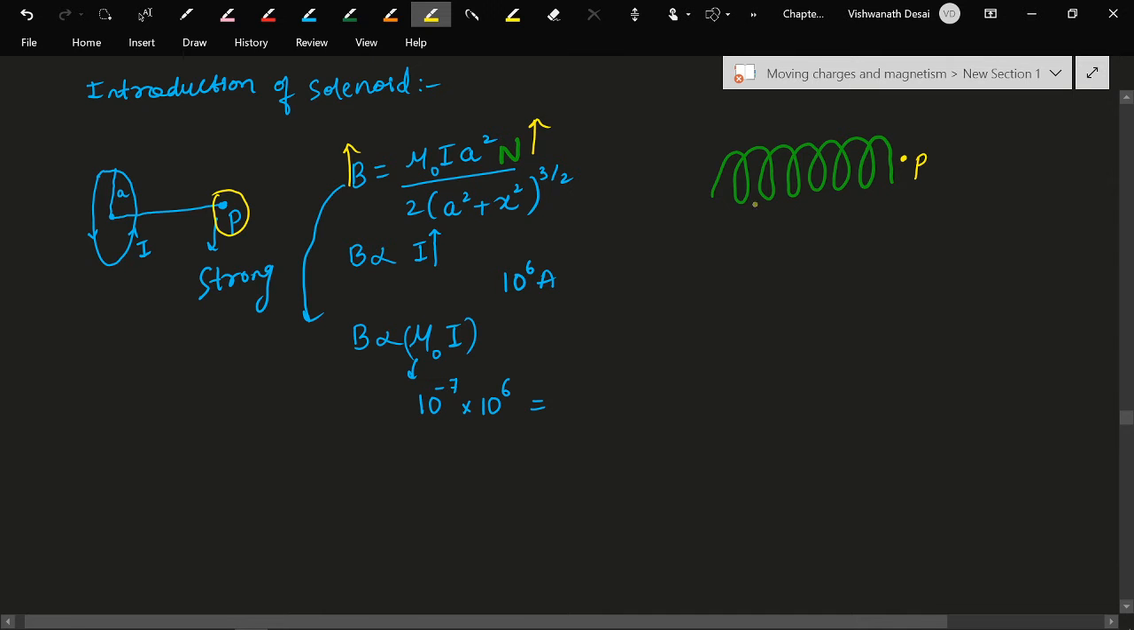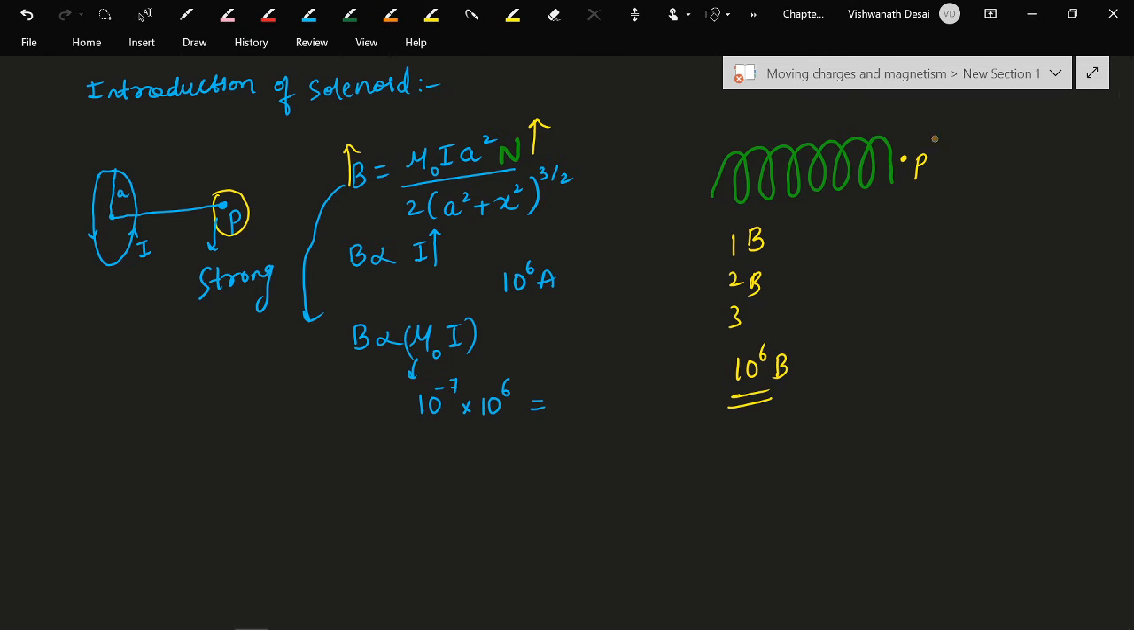Instead of one turn producing one magnetic field, say B units, if two turns, three turns, four turns, then it becomes 2B, 3B like that, right? And if you increase the number of turns to a million turns, 10 to the power 6 turns, then the magnetic field also increases a million times. So the current has its own limitations, but we can increase the number of turns.